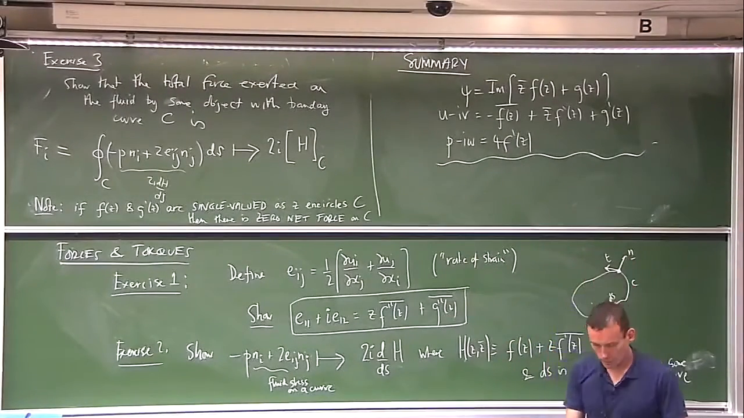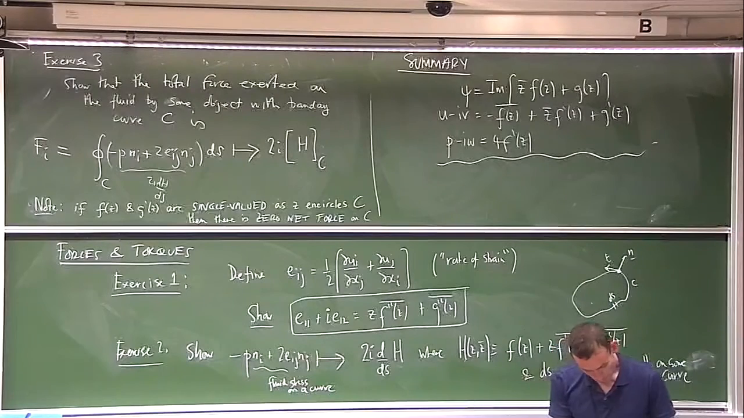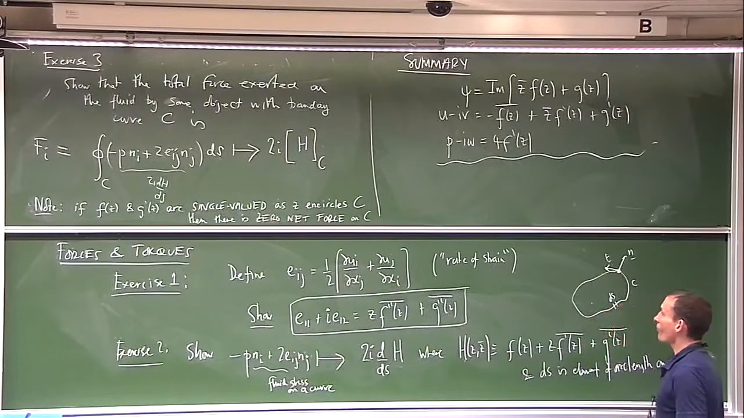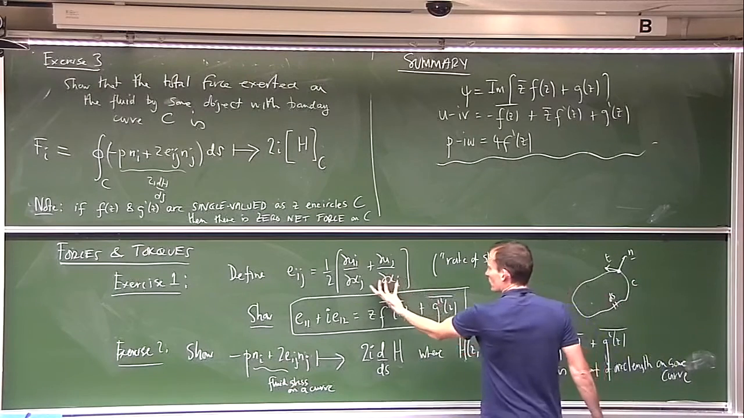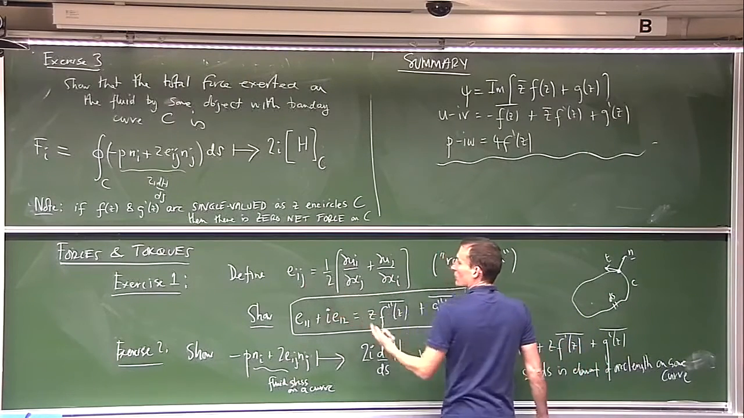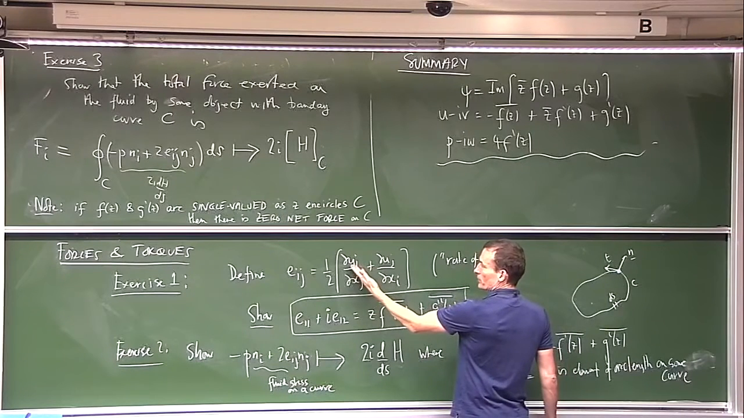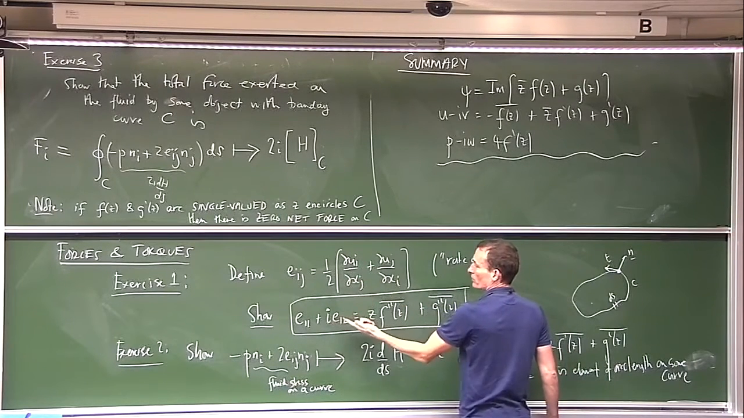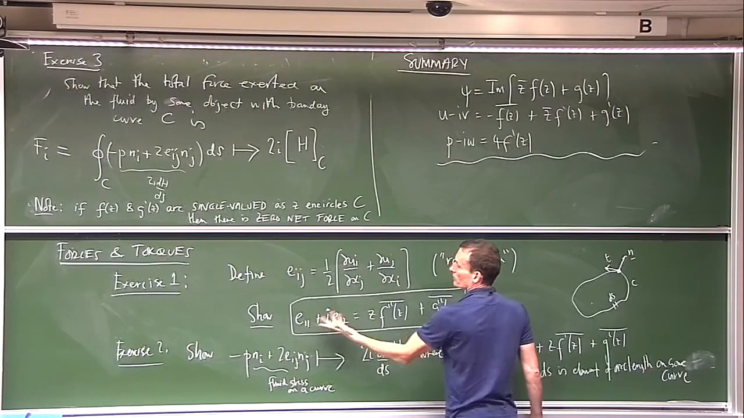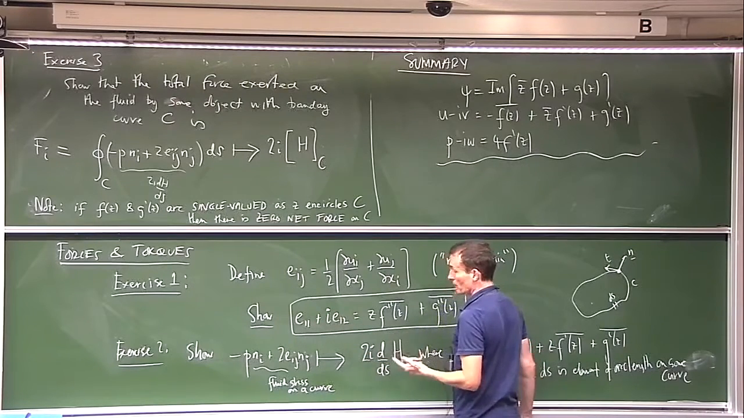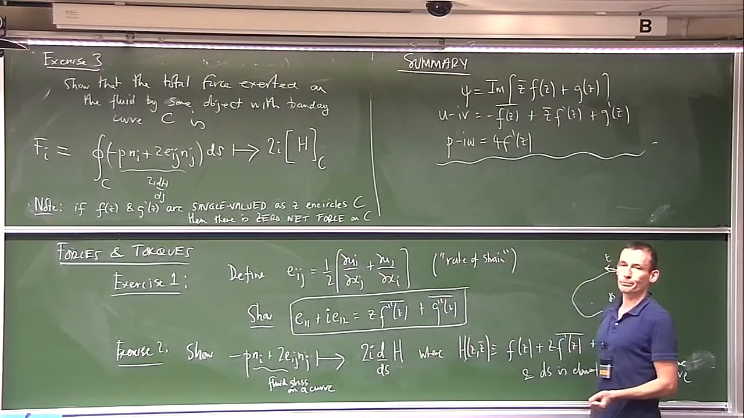Okay, let's continue. We've got a lot to do. Let me just review these exercises. This is the definition of the rate of strain tensor. What I want you to do is use what we already know about what u is in terms of f and g. So you should be able to show that this particular combination of the rate of strain components is this in terms of f and g.